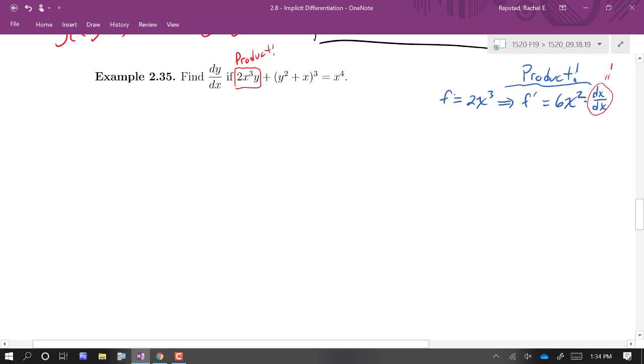The g function, what's that? Y. And if g is equal to y, what's g prime? dy dx. Yeah, 1 dy dx, or just dy dx. We're just basically saying, what's the derivative of y with respect to x? Oh, that's dy dx. That's what we're after.